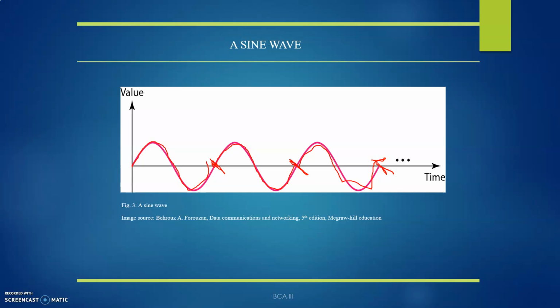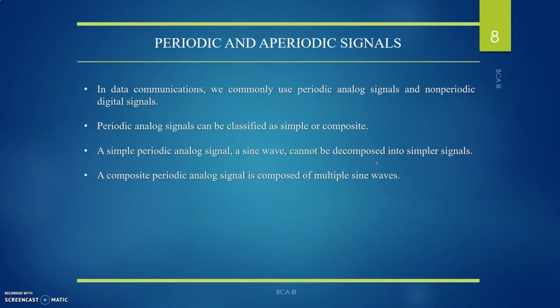While in the case of an aperiodic signal, it changes without exhibiting a pattern at a certain point of time. It's not showing a definite pattern or a cycle that repeats over time. So both analog and digital signals can be periodic or aperiodic. In data communication, however, we commonly use periodic analog signals and aperiodic digital signals to send data from one device to another device.